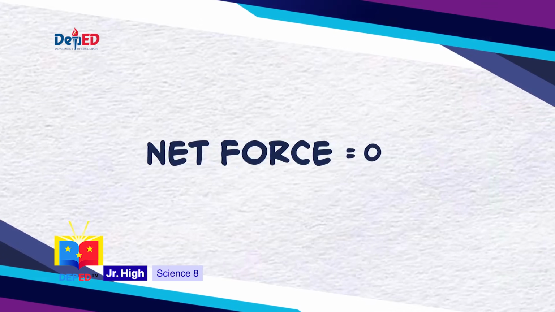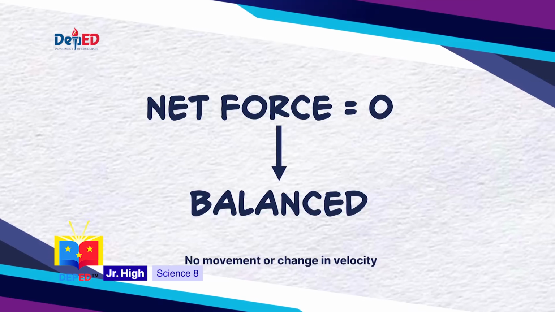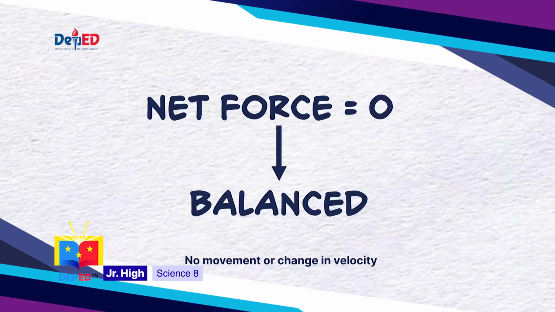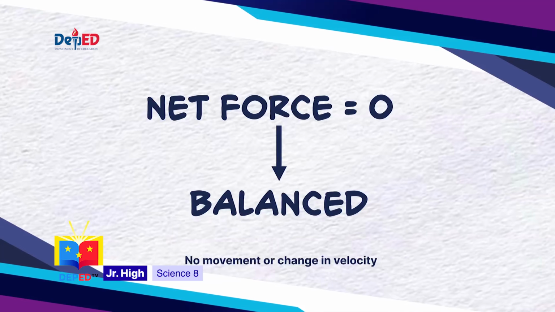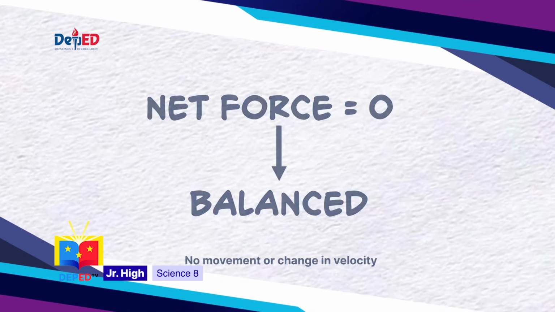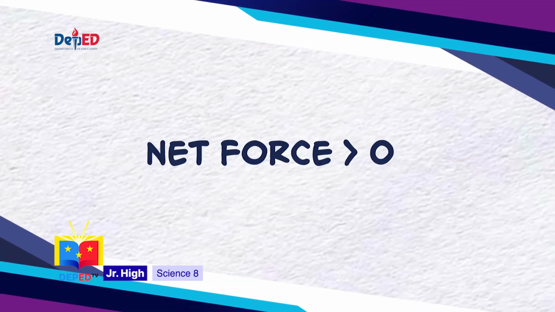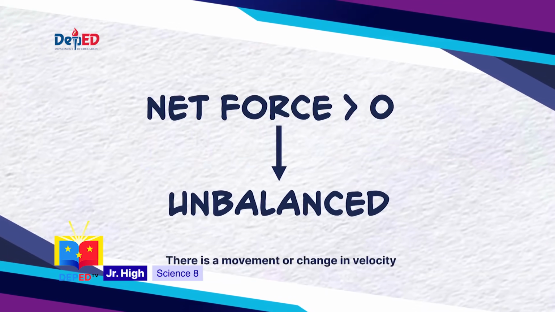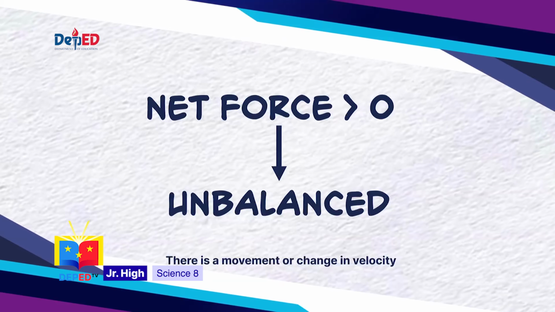If the net force is 0, the forces are balanced. This means that there is no change of movement or velocity on the object where the forces are acting upon. Meanwhile, if the net force is greater than 0, that means that there is a greater amount of force, so expect a change in motion and velocity of an object.